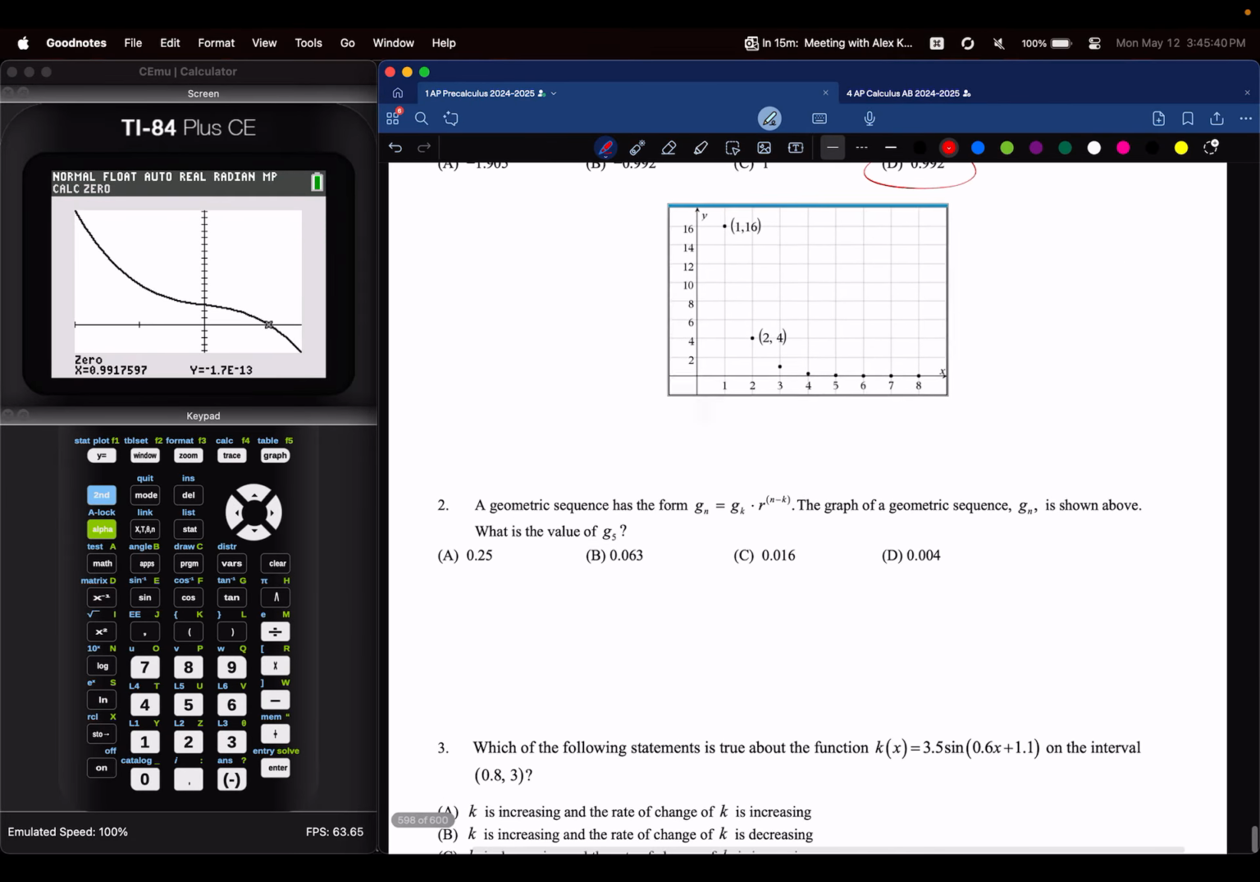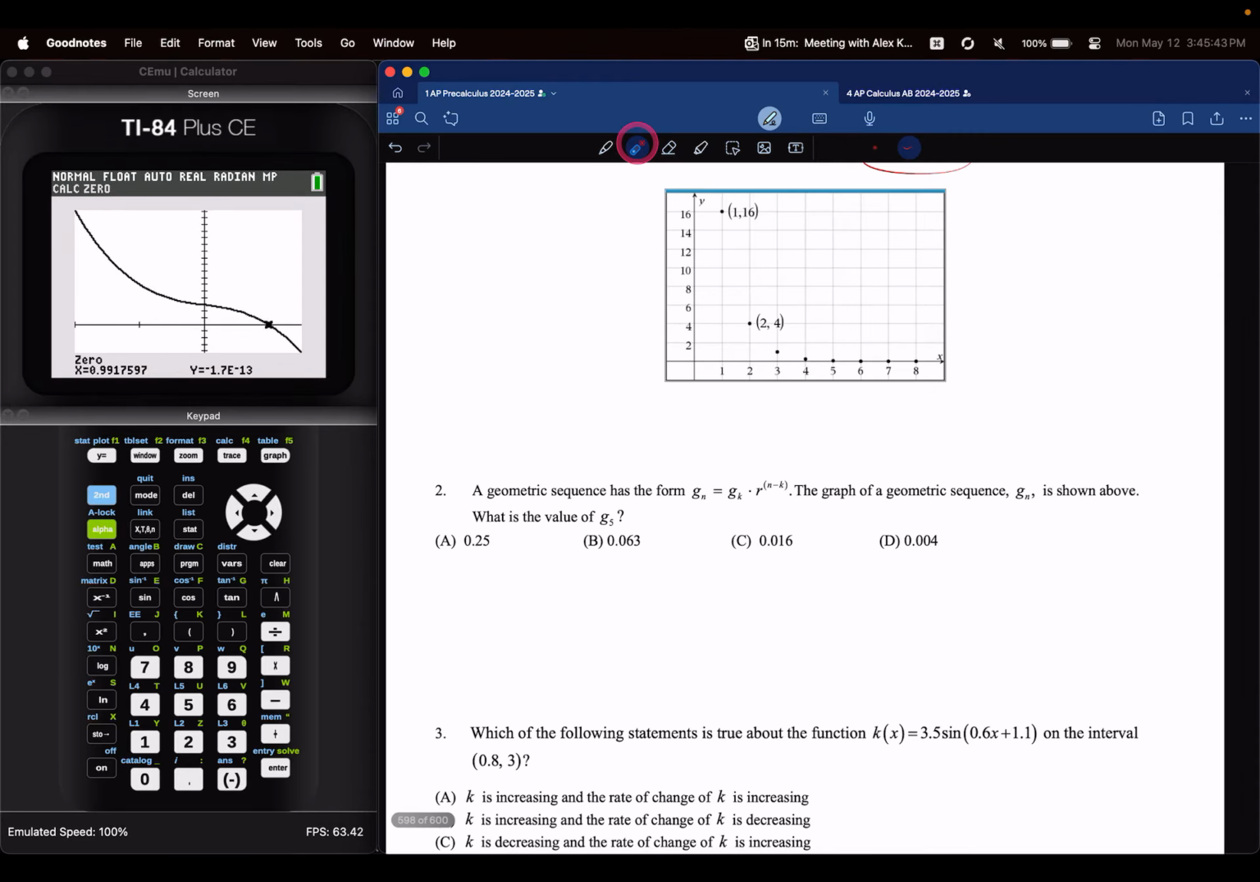All right, what about number 2? We have a graph shown above, and it's geometric. Geometric meaning we multiply every single time, or divide, right? Technically, you multiply by a fraction. So I'm noticing that we are trying to find the 5th value.